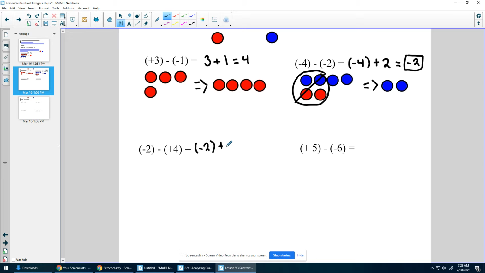We're going to add the opposite. Using our integer chips, we're going to start out with negative 2. And then we're going to add 4 more negatives. And that leaves us with negative 6.